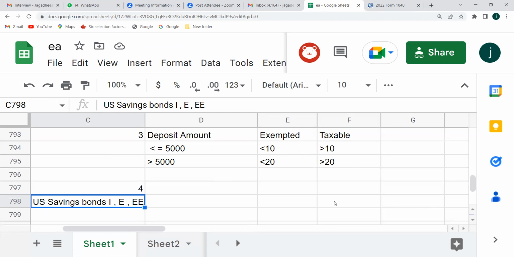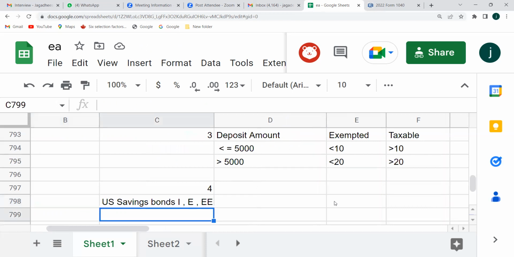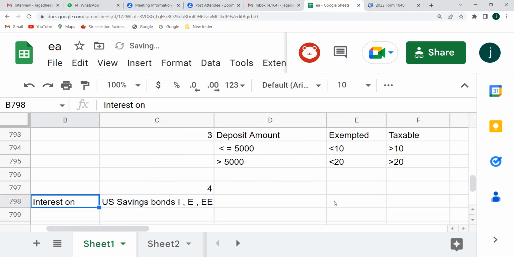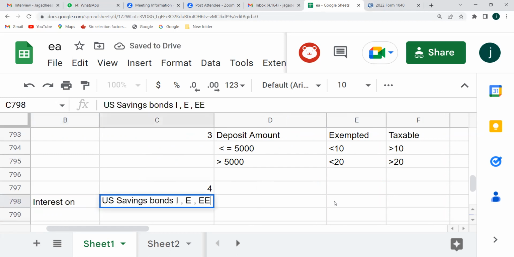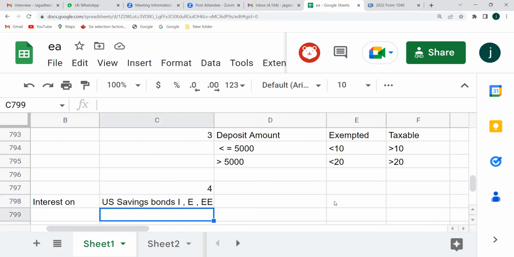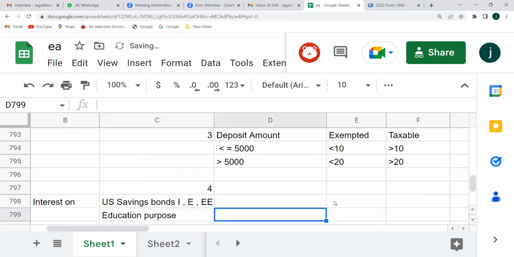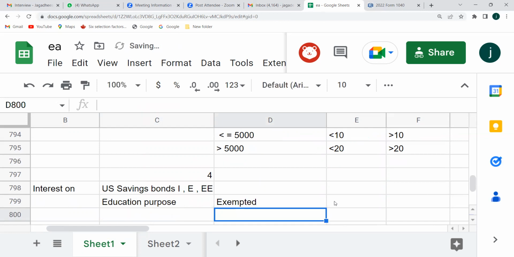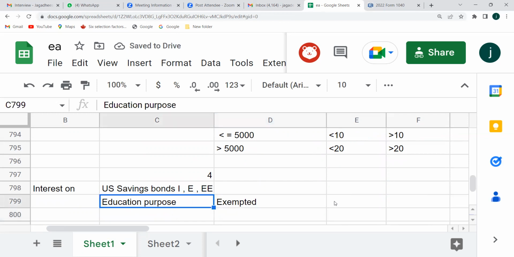Any interest received from these bonds will be exempted only if it is used for education purpose. So interest on US savings bonds, it may be I series or E series or EE series. In these cases, it will be exempted only if the amount is used for the education purpose. Education purpose, exempted. So other than education, you need to pay tax on it. Done? Okay.